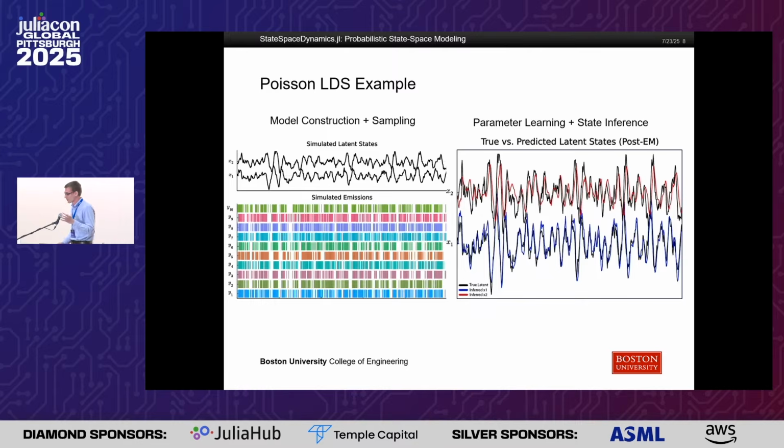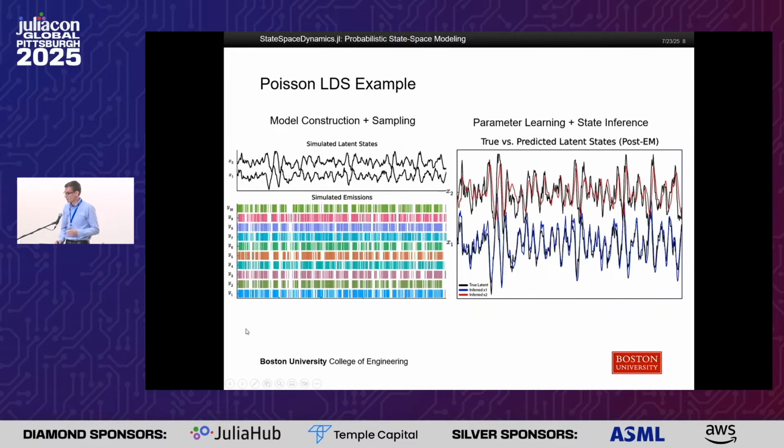The first being a Poisson dynamical system. On the left, you're seeing samples from a Poisson dynamical system we've built using our package. You can imagine you have 10 neurons here on the bottom left of your screen, all spiking, and their spiking is dependent on these two continuous latent variables that you see above them.